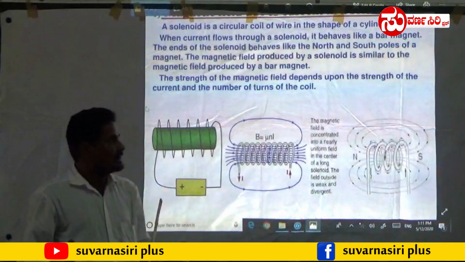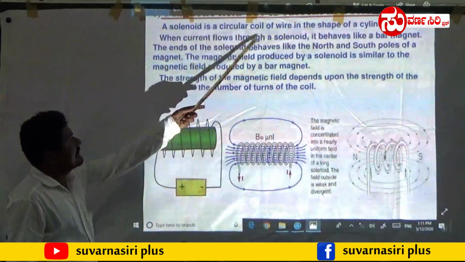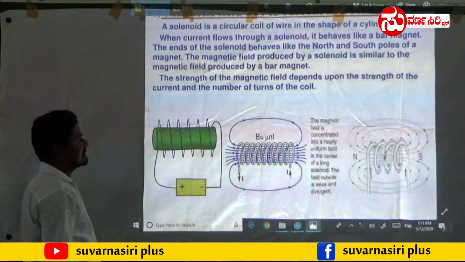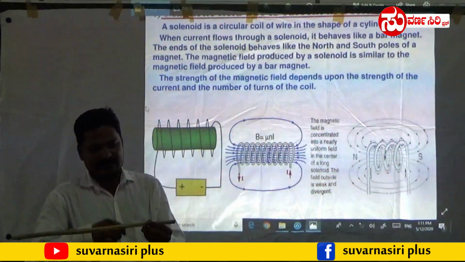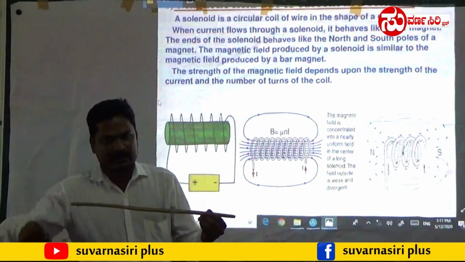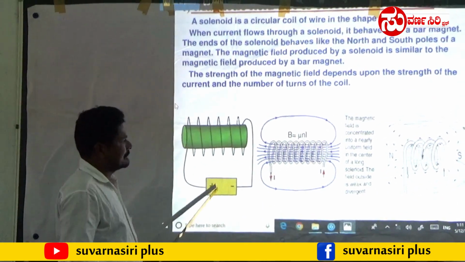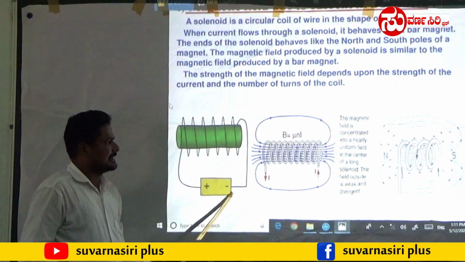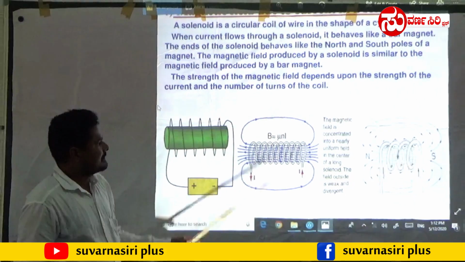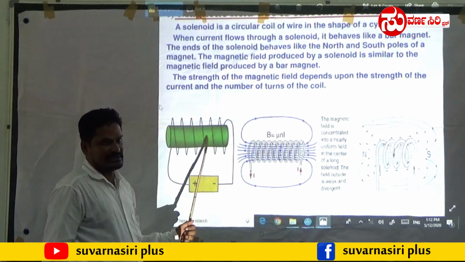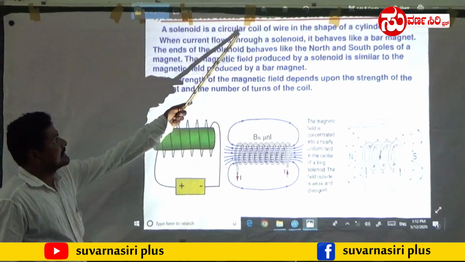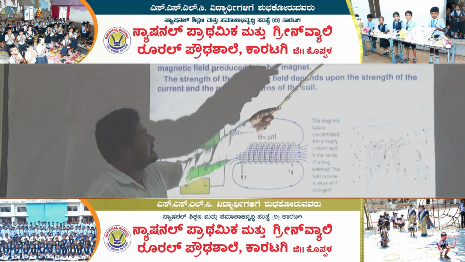A solenoid is a circular coil of wire in the shape of a cylinder. When we take a cylinder and wrap wire around it, and the two ends of the wire are connected to a battery, positive and negative, it behaves like a bar magnet. The magnetic field produced by this solenoid is also like that of a bar magnet. A solenoid is a circular coil of wire in the shape of a cylinder.